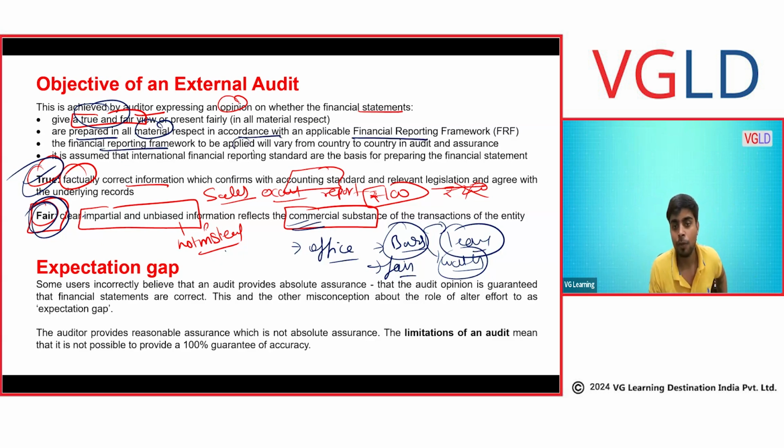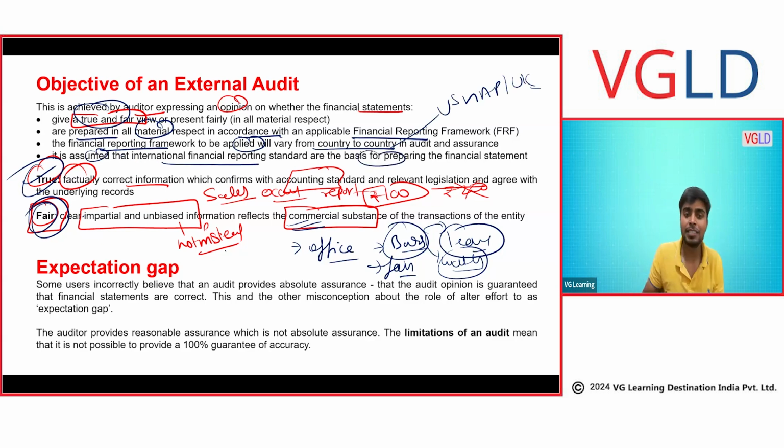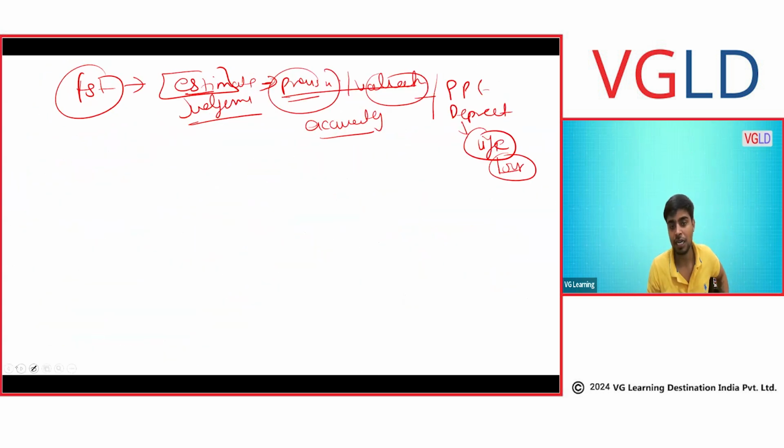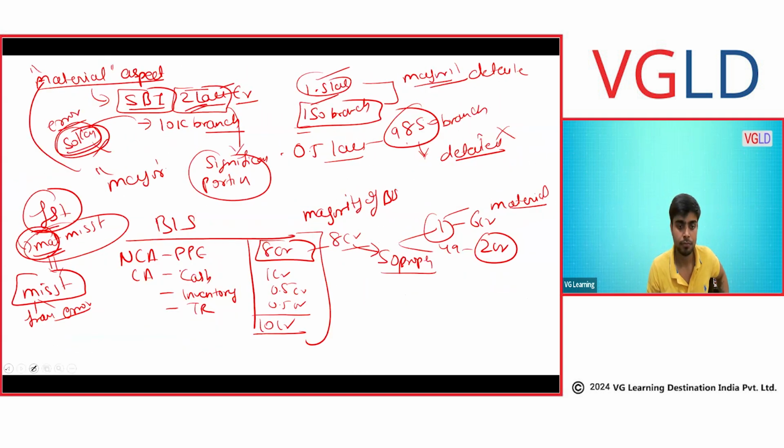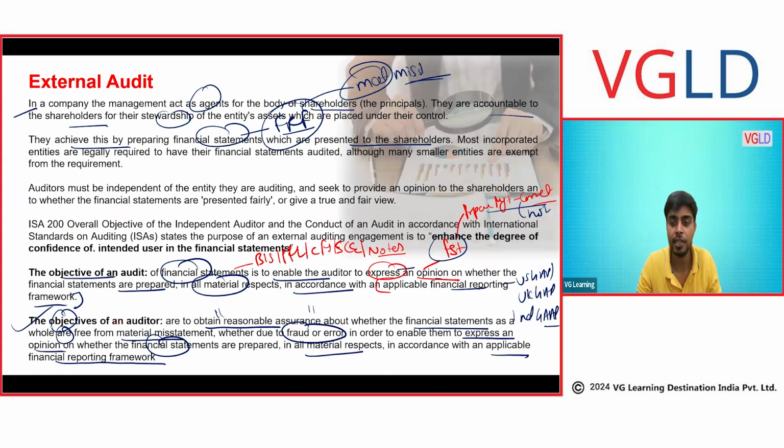The financial reporting framework to be applied will vary from country to country. That we know, US GAAP or UK GAAP. It is assumed that International Financial Reporting Standards are the basis of preparation. In our syllabus, when we study, we will be assuming that IFRS is the applicable FRF throughout. So true and fair, I hope we are clear. We are clear with the applicable FRF, and I hope this definition is no more challenging to you. This definition of the objective of the auditor.